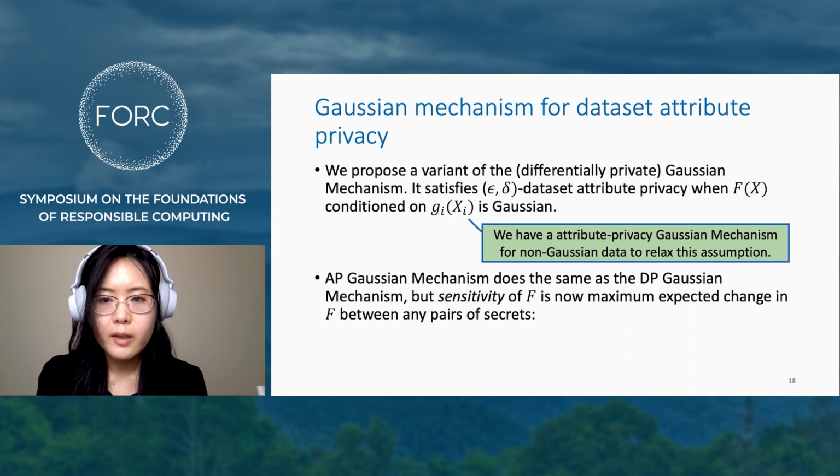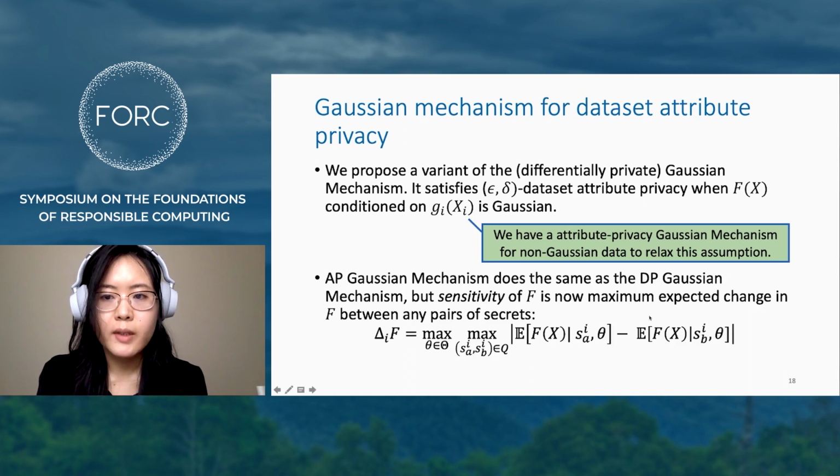So the differentially private Gaussian mechanism computes the true answer f of x and adds mean zero Gaussian noise with variance that depends on the sensitivity of f, which is the maximum change in the value of f caused by changing one row of x. And the attribute private Gaussian mechanism does the same. But now we need a new definition of the sensitivity. And here is our definition of sensitivity of f with respect to the x attribute.